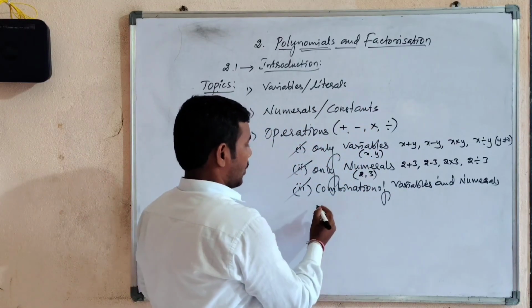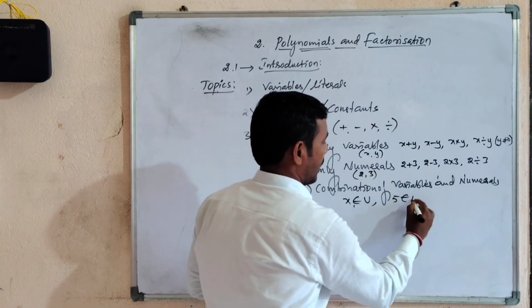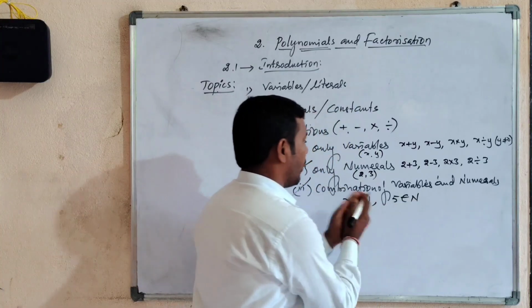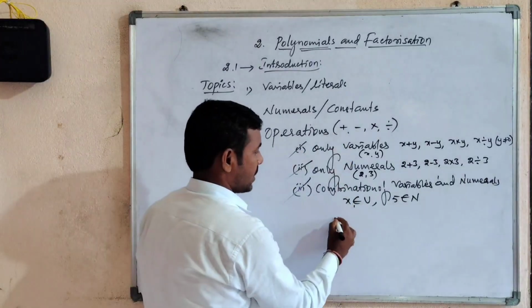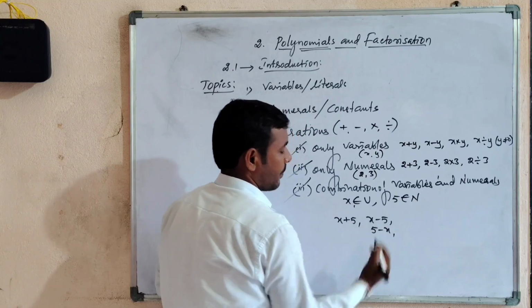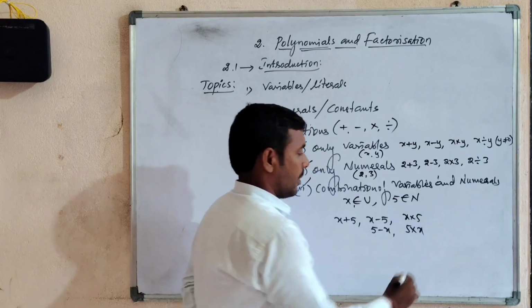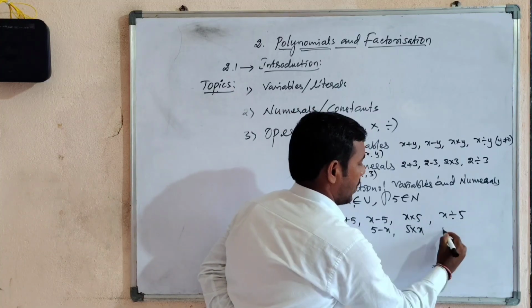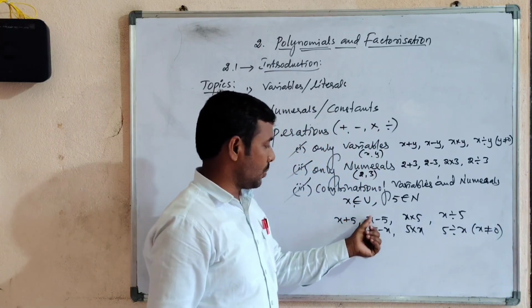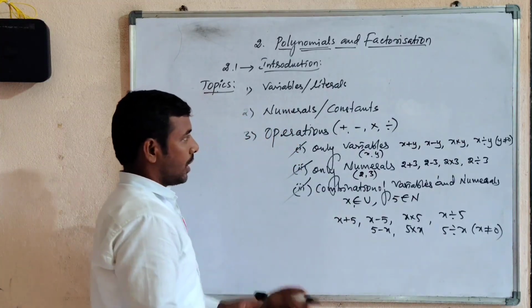Third, combination of variables and numerals. X is a variable, 5 is a numeral. Connect their combinations with the operations: x plus 5, x minus 5, or 5 minus x, x into 5, 5 into x, x divided by 5, 5 divided by x, where x is not equal to 0. I got 1, 2, 3, 4, 5, 6, 7. Here carefully observe.